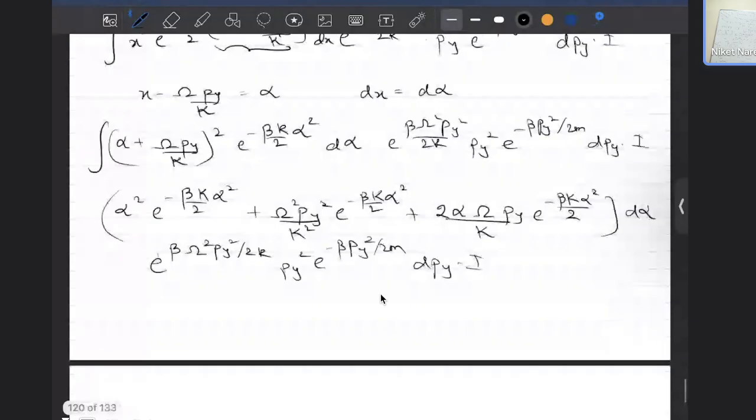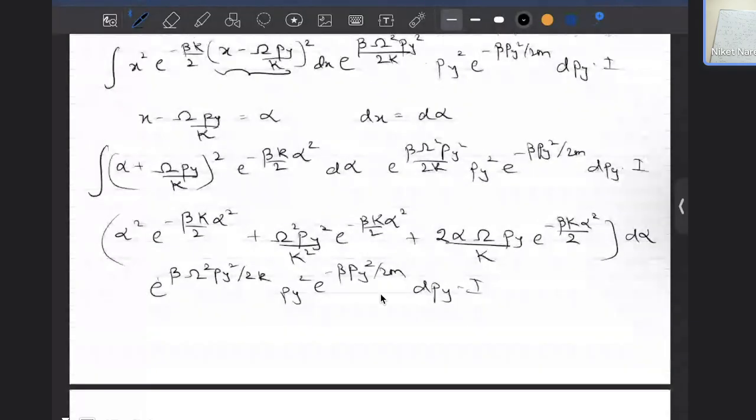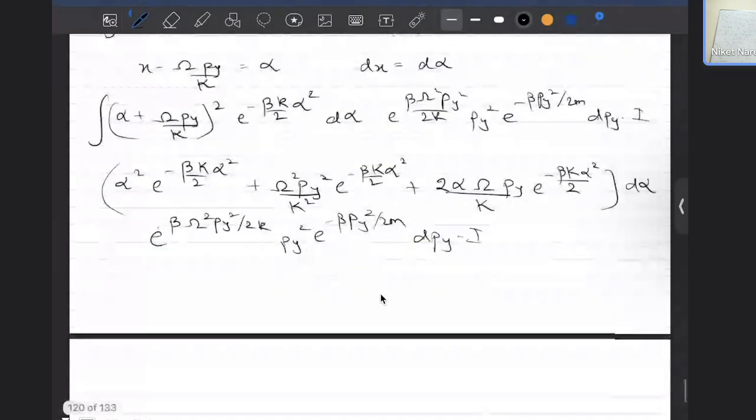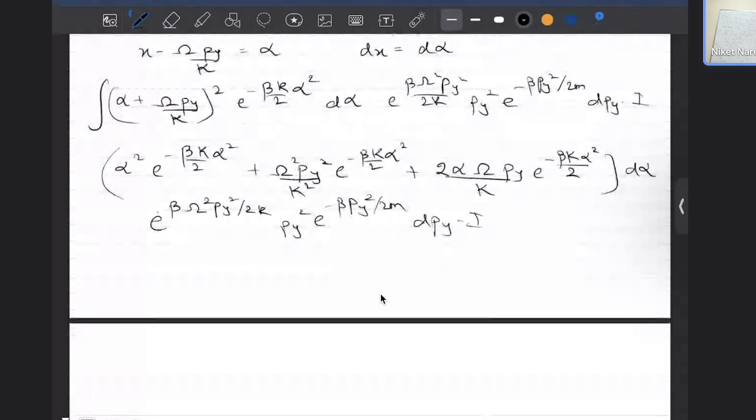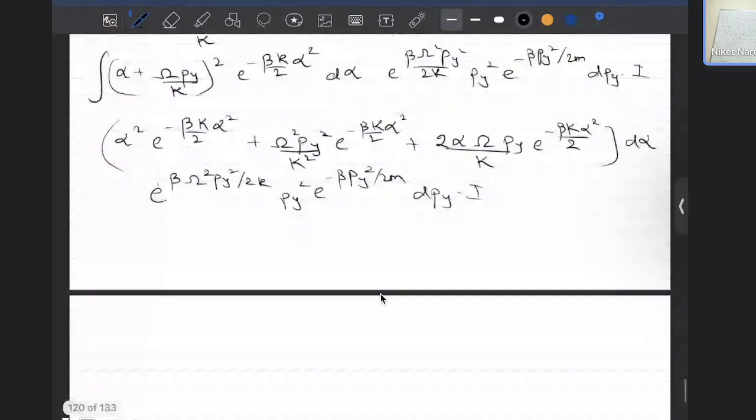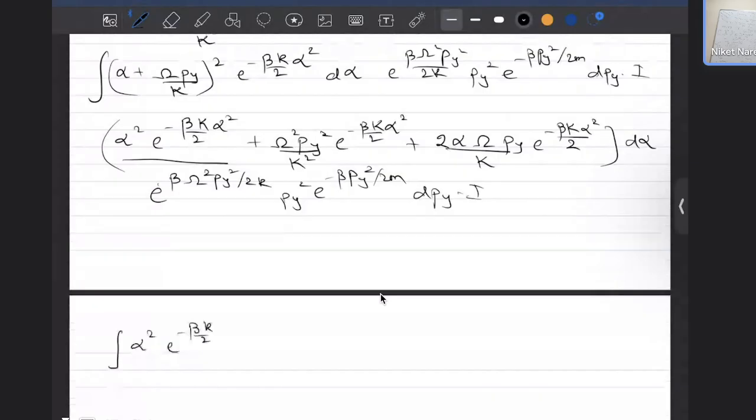I'm writing down all the constants because otherwise sometimes you forget a term or two, and then for the whole calculation you have to keep searching where you missed out the term. So it's better to take some more time and write down each and every term rather than miss out on something. So now, the integral of alpha squared. I'm now talking about individual terms here. Integral of alpha squared e raised to the power minus beta kappa by 2 alpha squared d alpha.